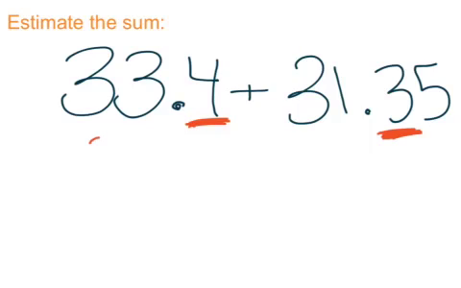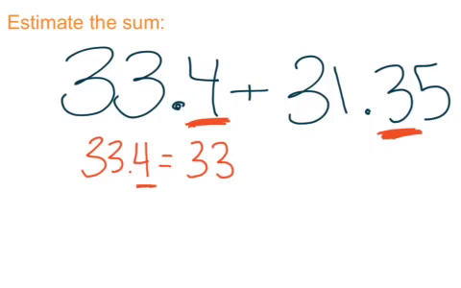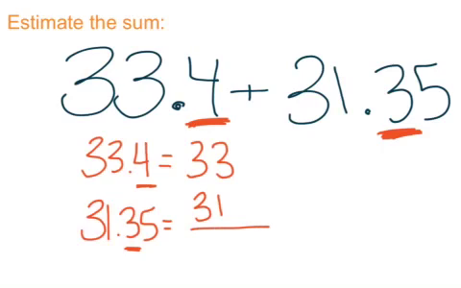All right, so we have 33.4. If we look at our 4, we can round that down because it's smaller than 5, so it's going to be 33. And then if we look at our 31.35, alright, our 3 is also smaller than 5, so we can keep that at 31. And then we'll add them up, and you get 64.